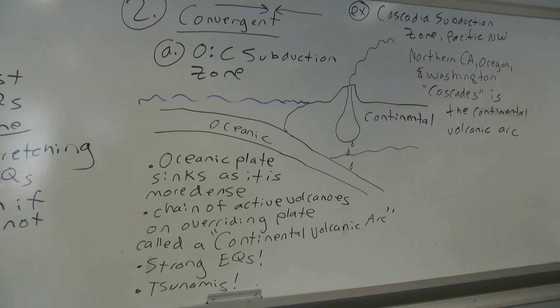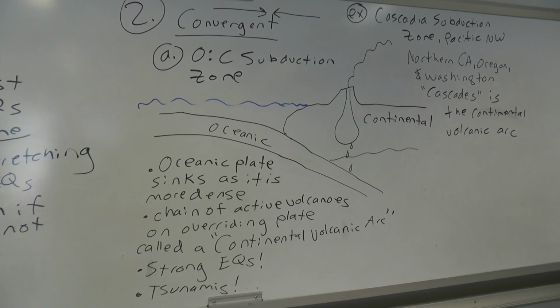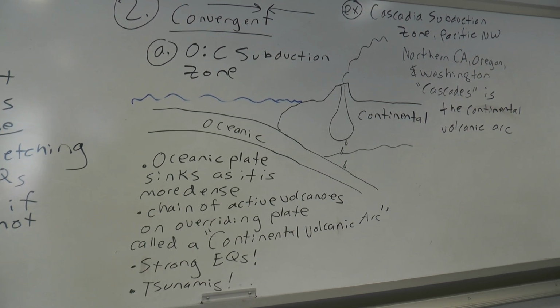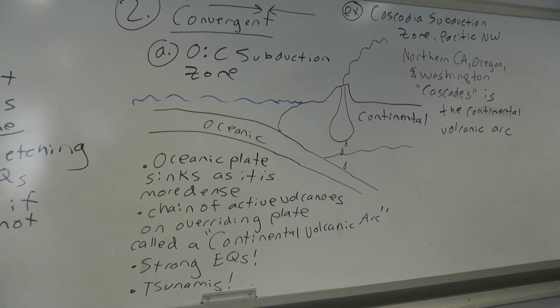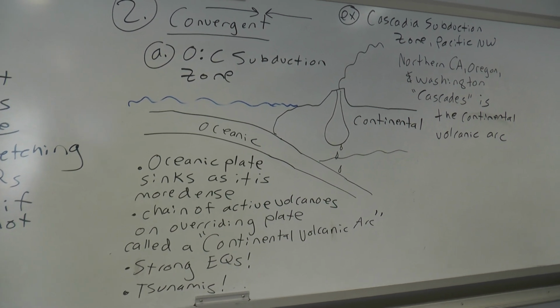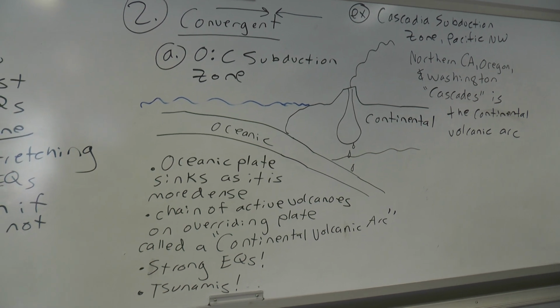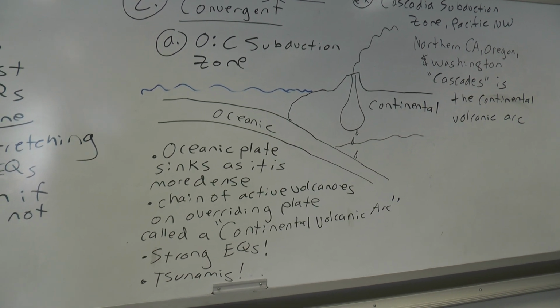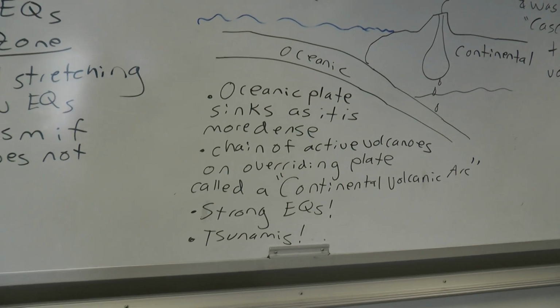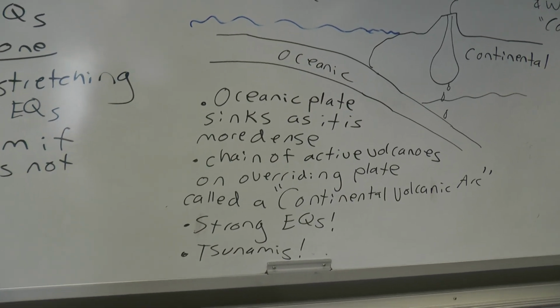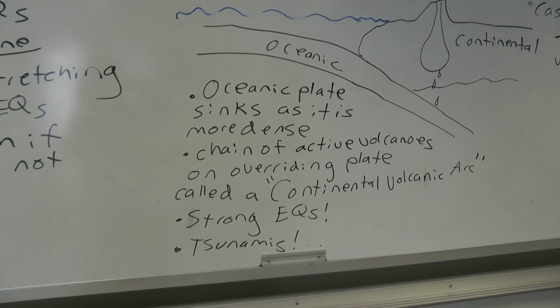So notice that the continental plate is thicker, and the continental plate is also going to be less dense than the oceanic plate. Remember that the dominant rock type for a continental plate is granite, and the dominant rock type for an oceanic plate is basalt, and the basalt is more dense. So we'll zoom in a little bit to talk about the hazards or geologic features.